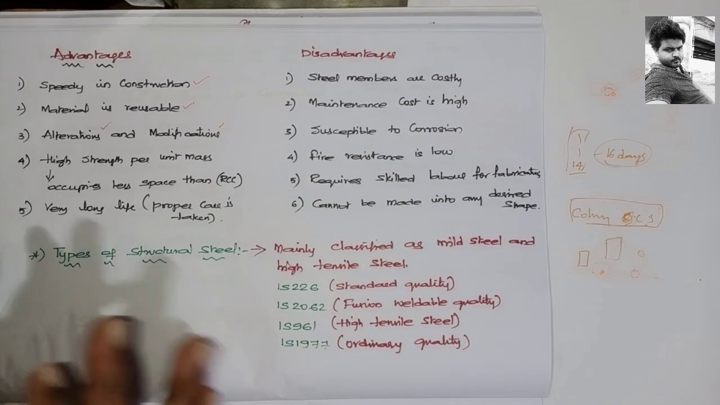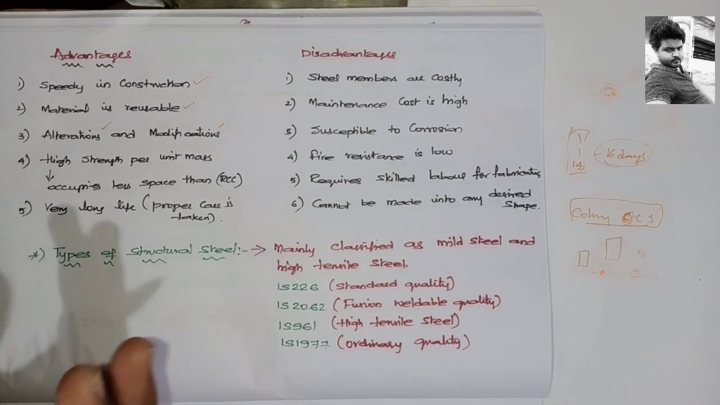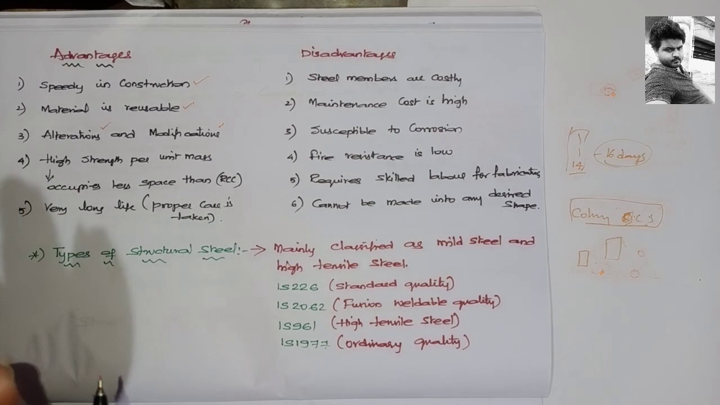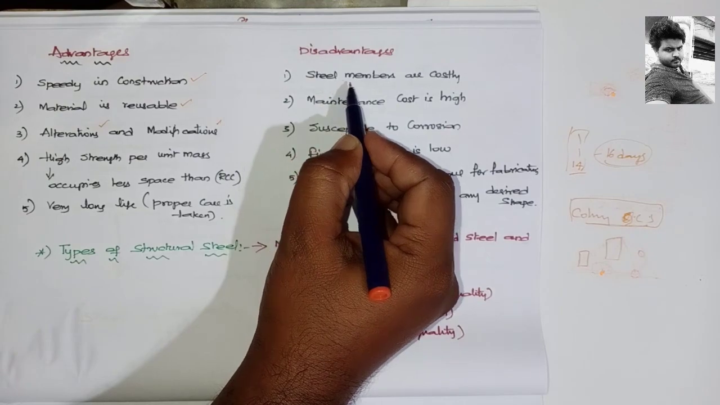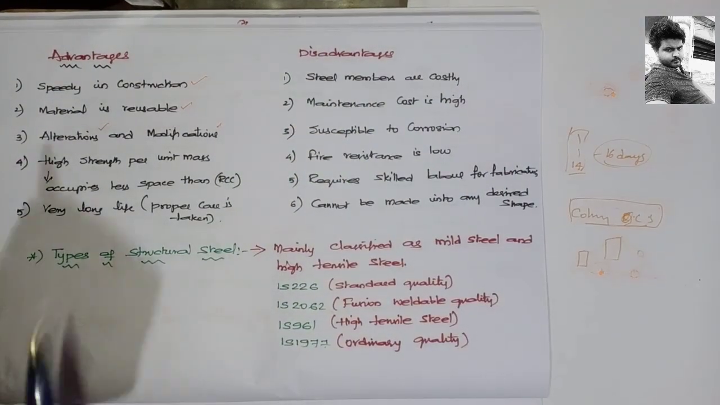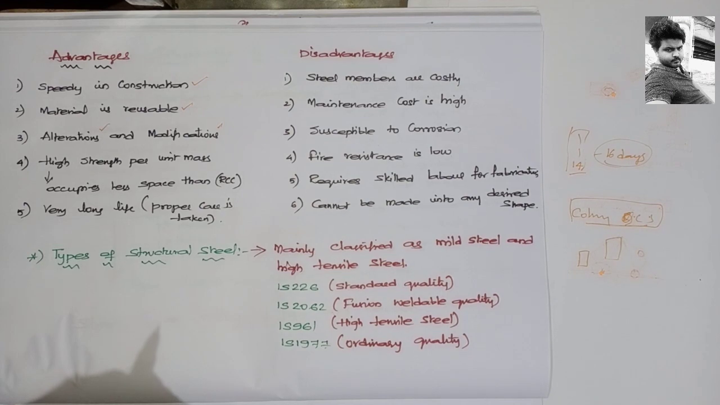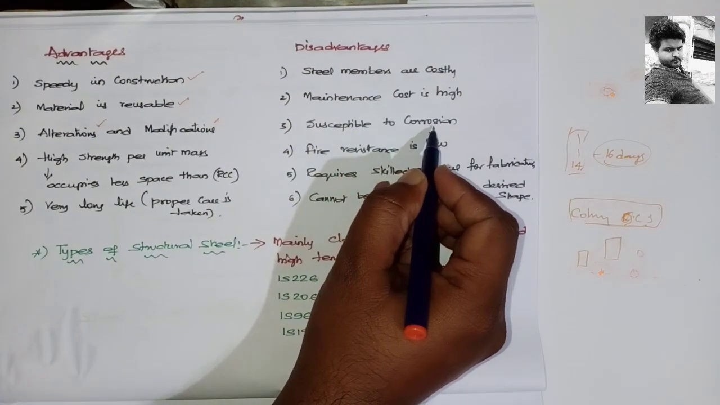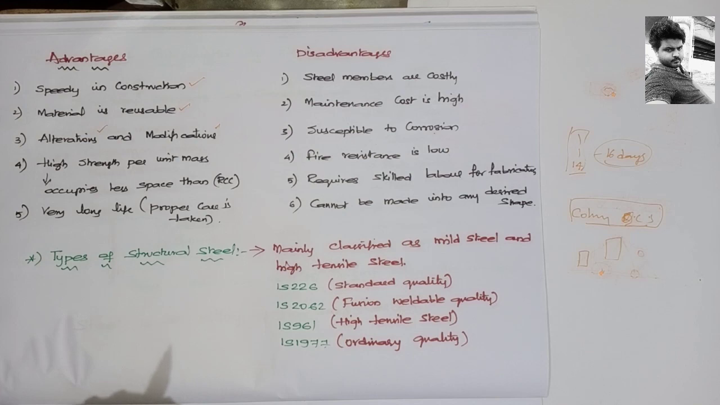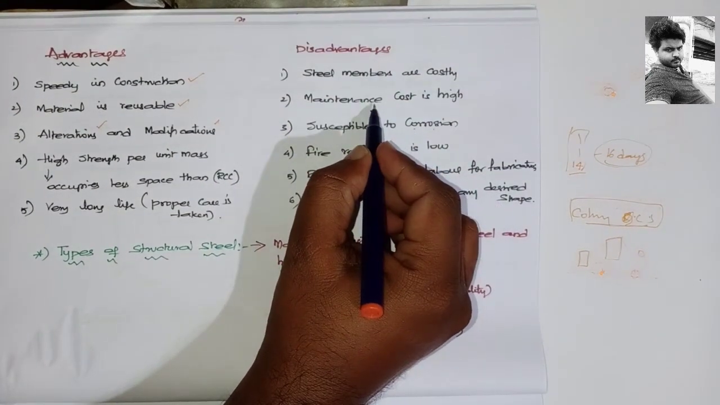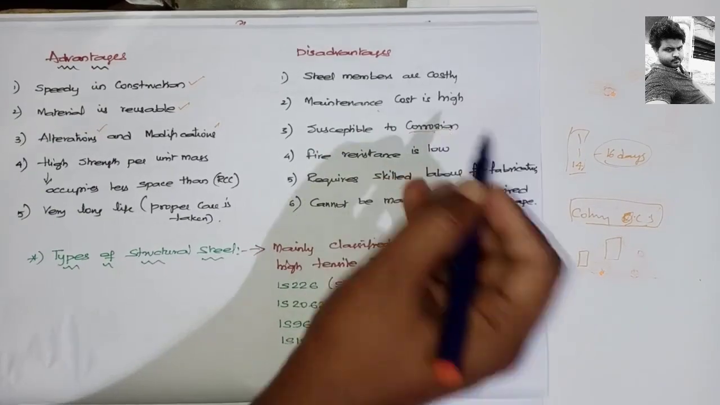Definitely any member or anything will have some advantages and at the same time some disadvantages. Even with us, someone will like our nature, someone may not like our nature, right? So everything has advantages and disadvantages. Here the steel members are very costly and maintenance cost is also high. It is susceptible to corrosion, because if maintenance is not done properly, it is subjected to corrosion.